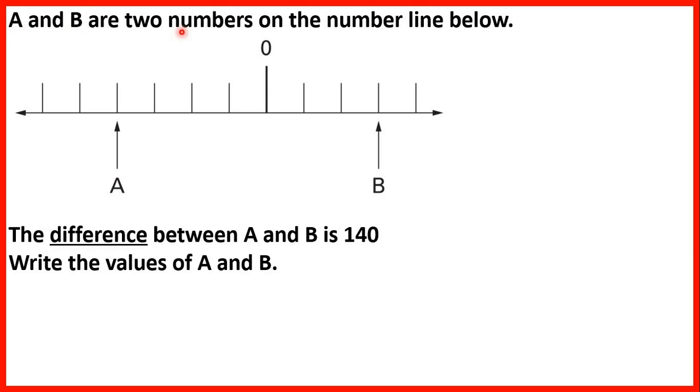A and B are two numbers on the number line below. The difference between A and B is 140. Write the values of A and B.